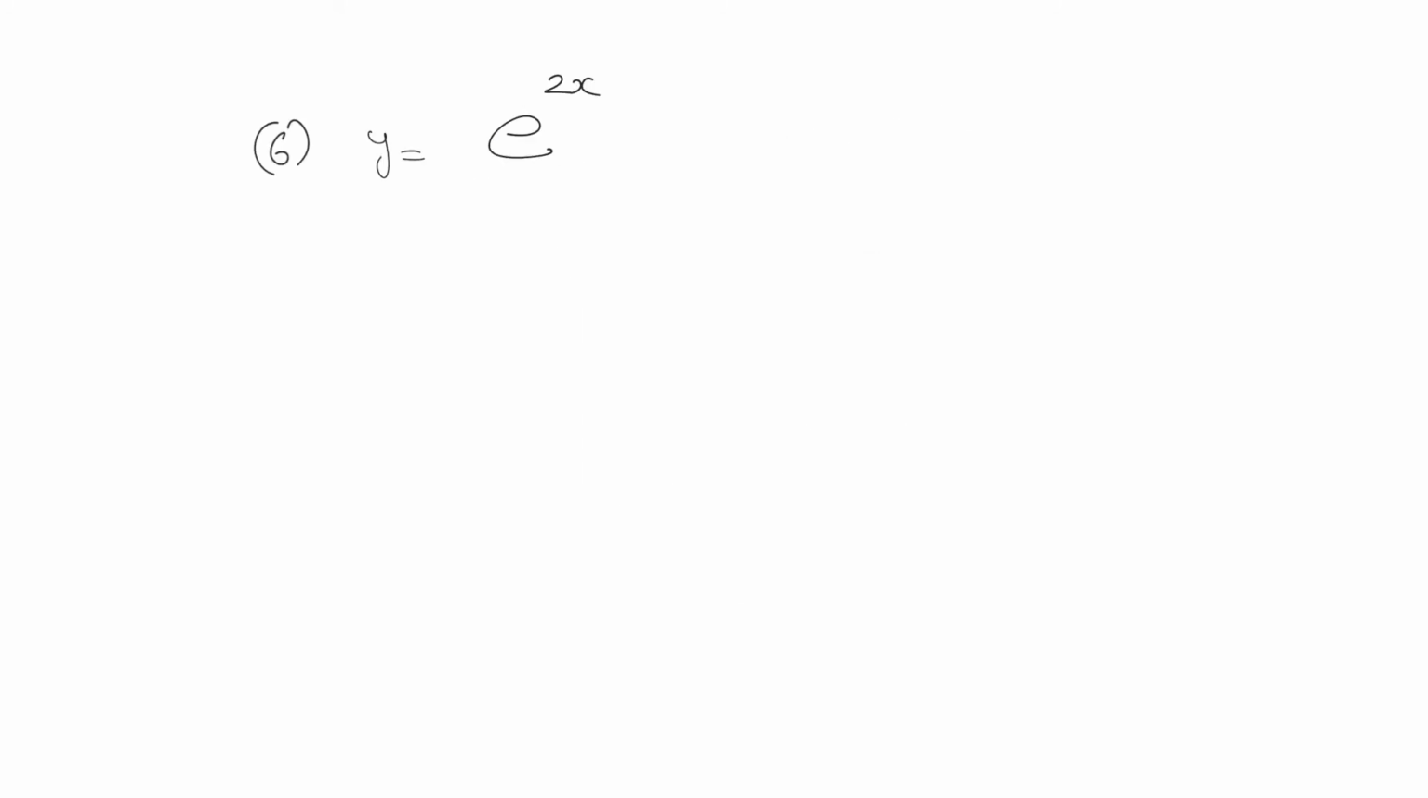Take one more example, that is y is equal to e raised to 2x, and our aim is to find out the value of dy by dx. So we can write y is equal to e raised to 2x. 2x is nothing but a function inside e raised to x. So our internal function 2x can be written as t. So we can write y is equal to e raised to t, where the value of t is nothing but 2x. Now we can find out the value of dy by dt.